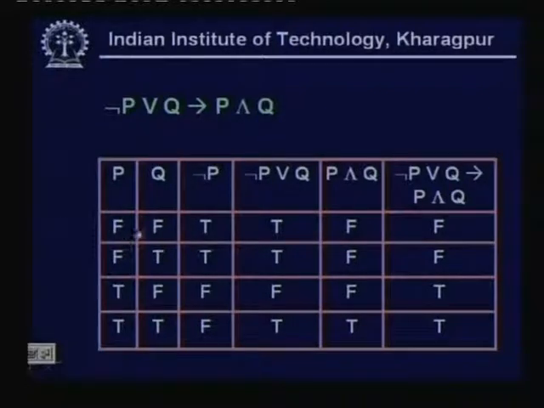Now, we have got P here, Q here. So, P true, P false, Q false makes it false, P false, Q true makes it false, and only when both of them are true, since it is AND, it becomes true. Now, I have got these two.